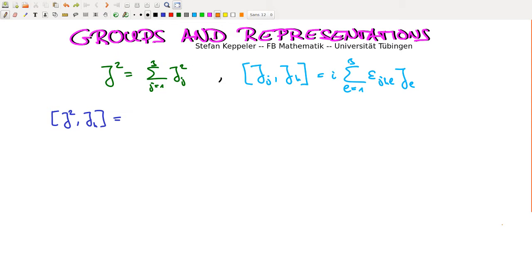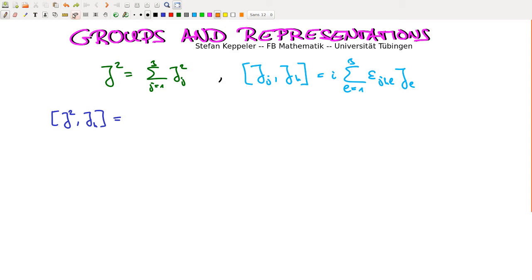J1, J2, J3 are a set of generators for the Lie algebra SO(3). So they satisfy these commutation relations here. And if you think of these as matrices, then we can define this object here, which is not in the Lie algebra, which is just the sum of J1 squared, J2 squared, and J3 squared. And we want to study the matrix commutator of this J squared with any of the generators.